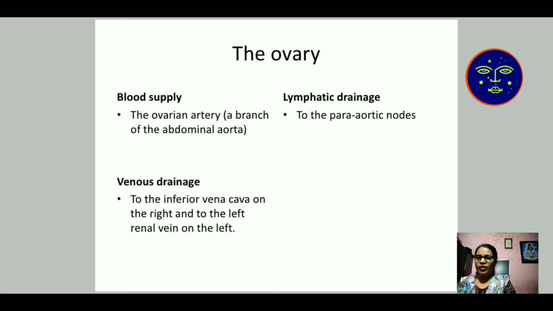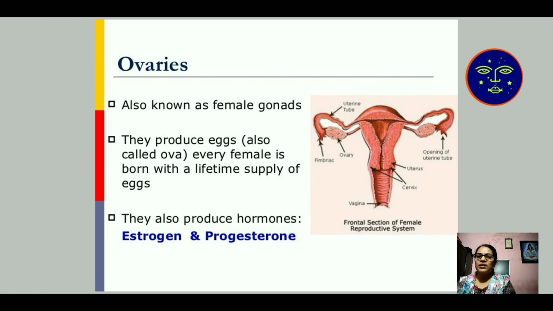Then we come to the ovary. The ovary mainly produces ova. For blood supply, the ovarian artery, a branch of the abdominal aorta, supplies blood to the ovary. Then venous drainage is to the inferior vena cava on the right and the left renal vein on the left side. Lymphatic drainage is to the para-aortic nodes.